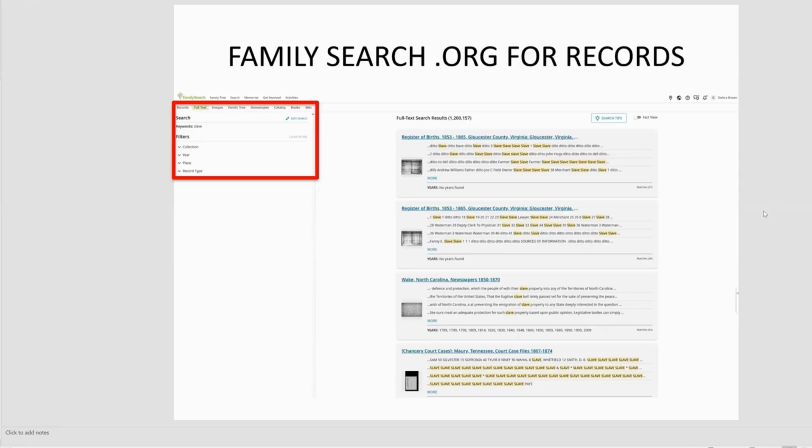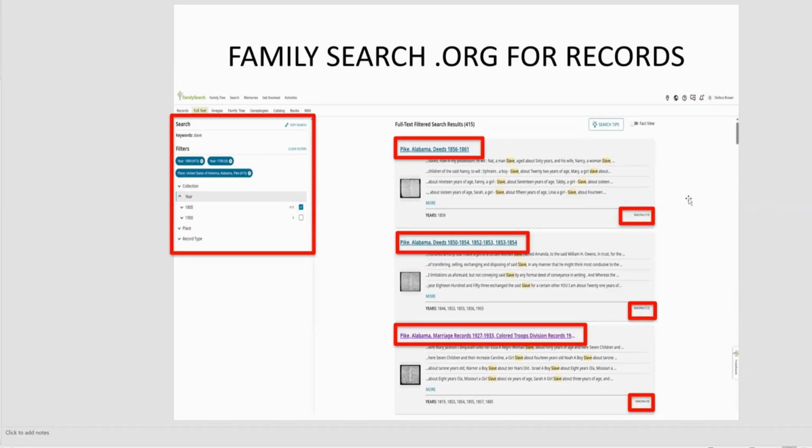On the left-hand side, you're able to filter that information down further. Everything in yellow has what you typed into your keyword. I typed "slave," so I see Virginia, I see North Carolina, but I was looking for Alabama. So I have to do a little more filtering of that search.